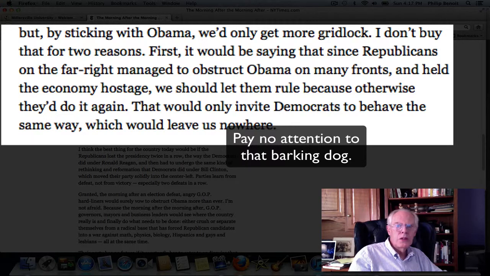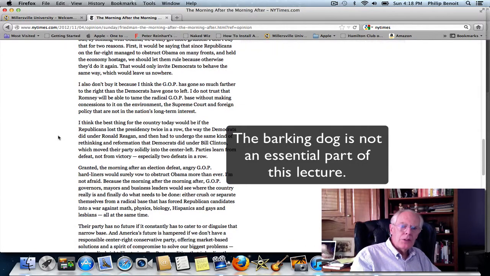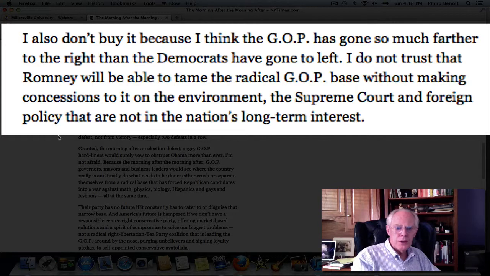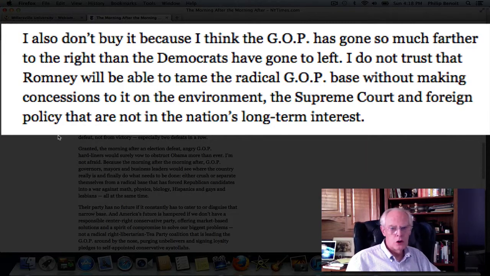Okay, so moving on. That would only invite Democrats to behave the same way, which would leave us nowhere. Pretty straightforward sentence. Leave us nowhere, perhaps somewhat informal. I also don't buy it, again using that phrase, because I think the GOP has gone so much farther to the right than the Democrats have gone to the left. I do not trust that Romney will be able to tame the radical GOP base without making concessions to it on the environment, the Supreme Court, and foreign policy that are not in the nation's long-term interest.